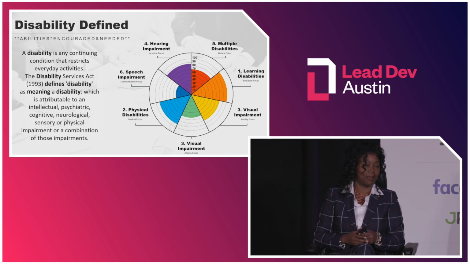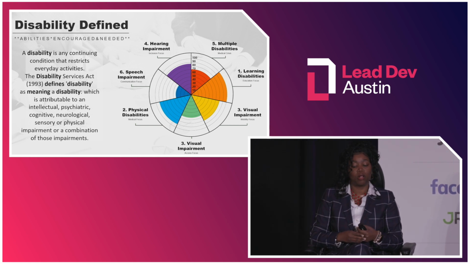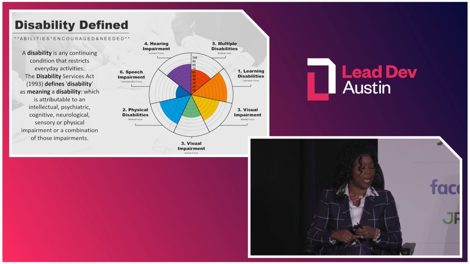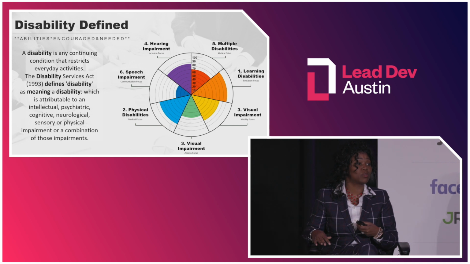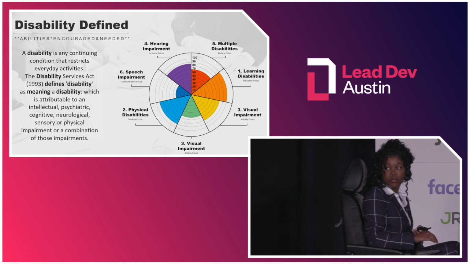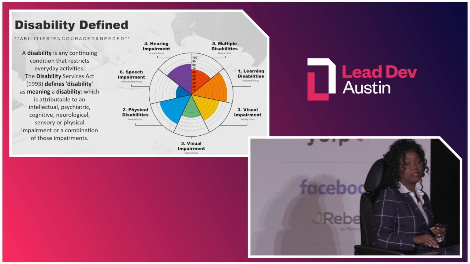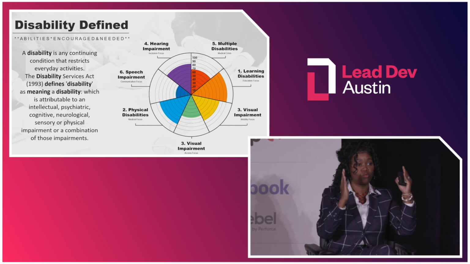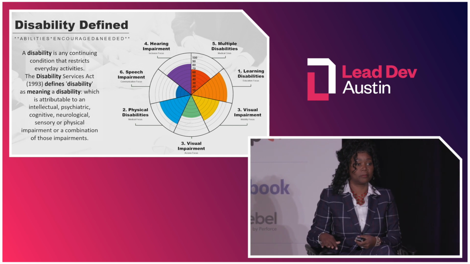61 million, with an M, adults in the US live with a disability. 26%, that's 1 in 4 people in the US, have some type of disability. Cognitive disabilities are one of the most common disabilities around. So I'm going to ask everyone in this row directly in front of me to please stand up.